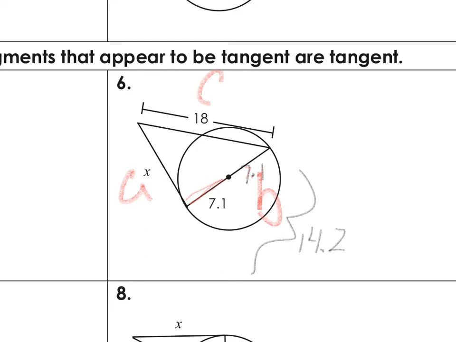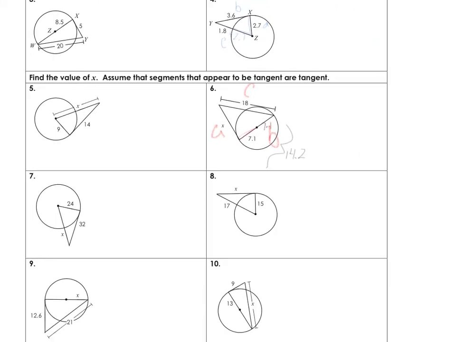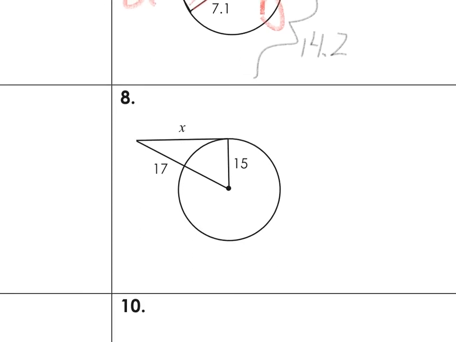Okay? So you're going to go x squared plus 14.2 squared equals 18 squared, using Pythagorean theorem again. A squared, B squared, C squared. Number 8. And again, pause, watch it again, email me, or chat with me or Remind me if you have any questions.